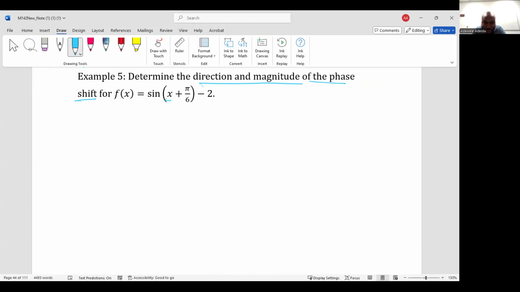The first thing is for you to study this side. Because remember, when I was showing you, it is now starting here. I was comparing it with the graph of sine x itself. So that is why you must ensure that the b is 1. If it is not 1, you need to pull it out so that whatever you have here will be your phase shift.